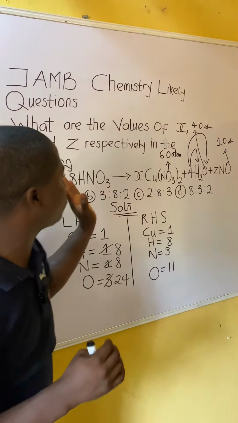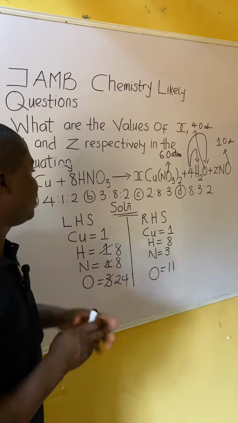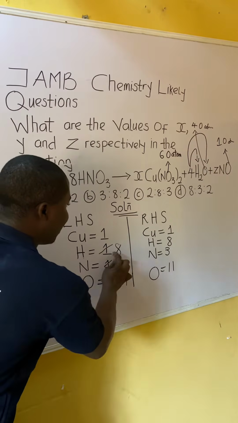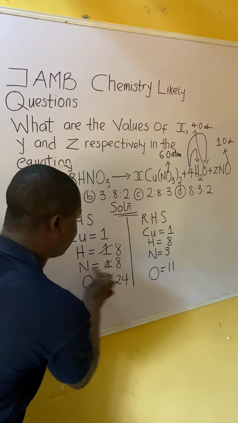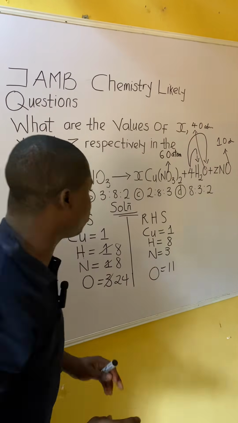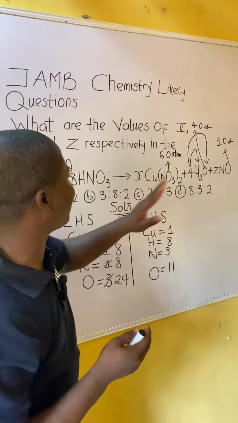So moving further, let's go back to our right hand side. All right, you can see now the hydrogen is already balanced, 8, 8. All right, so let's now look for the one that is more balanced, which is nitrogen and nitrogen. On the right, nitrogen was 3. All right, so let's try to look for nitrogen.